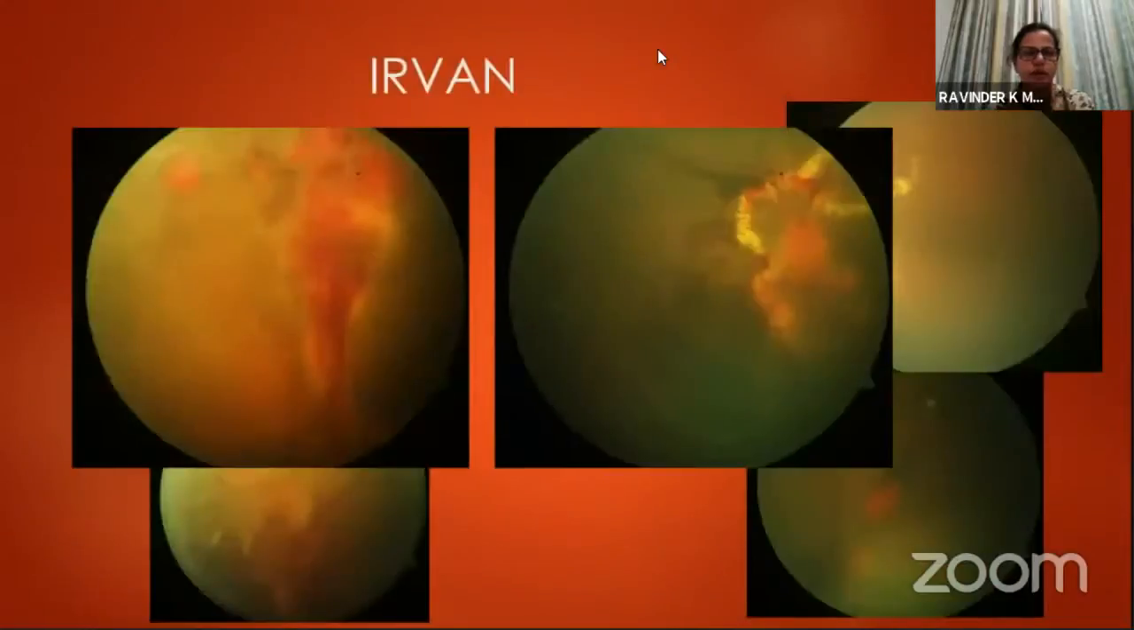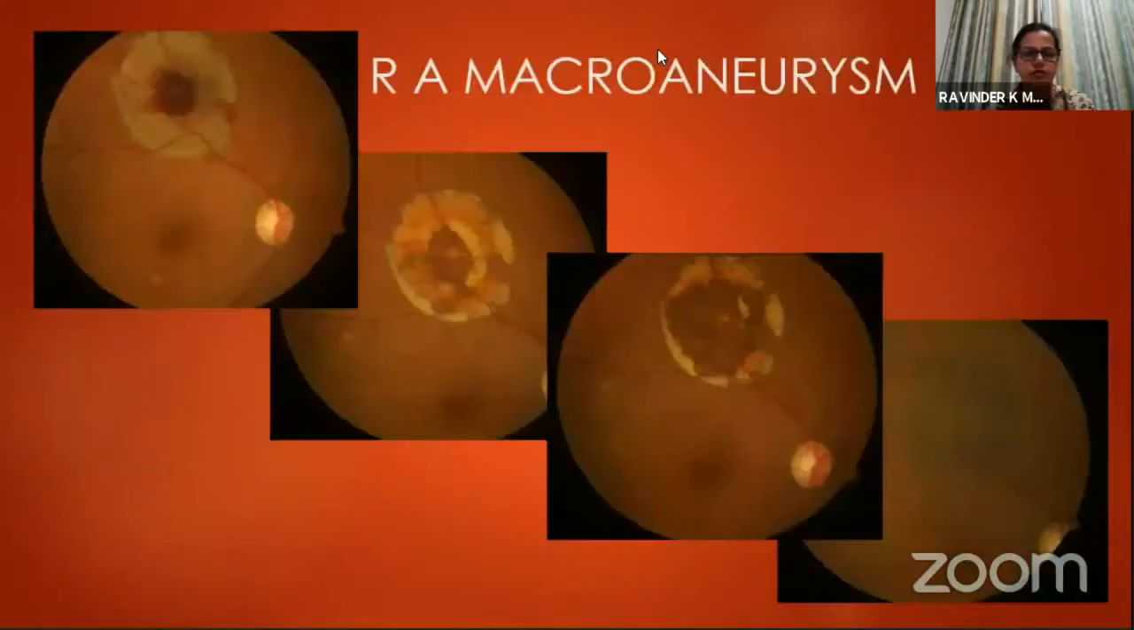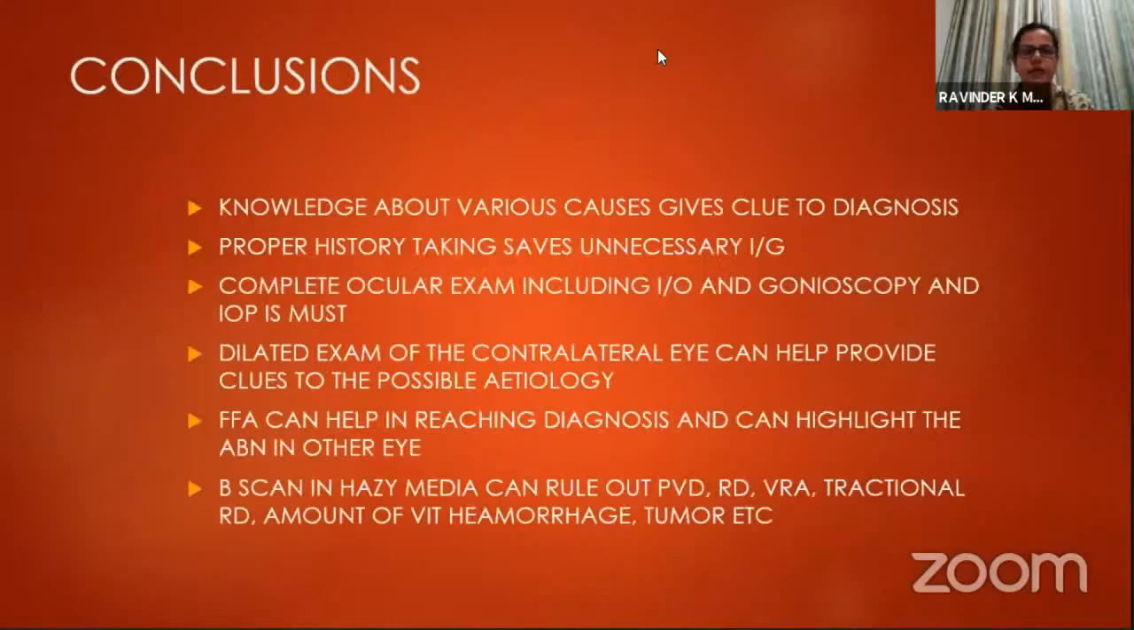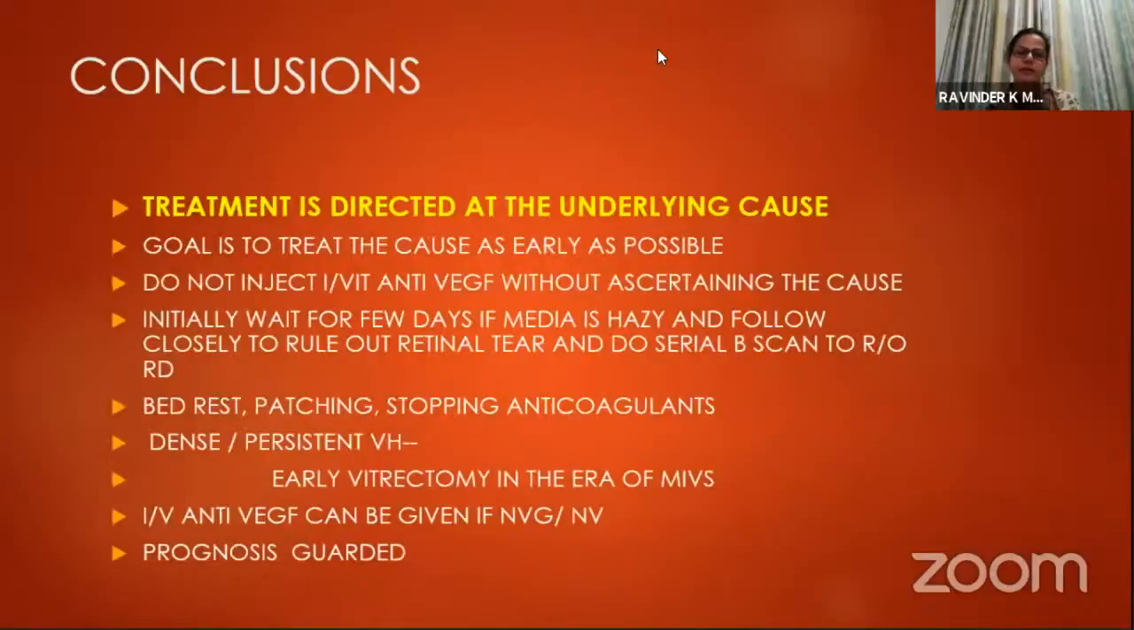These are just to enumerate, so that general ophthalmologists have some picture in their mind when they see a case of vitreous hemorrhage, that these are the pathologies which can be there. So knowledge about various causes can give a clue to the diagnosis, and proper history, proper investigations, and detailed examination save unnecessary investigations. So treatment should be directed at the underlying cause.